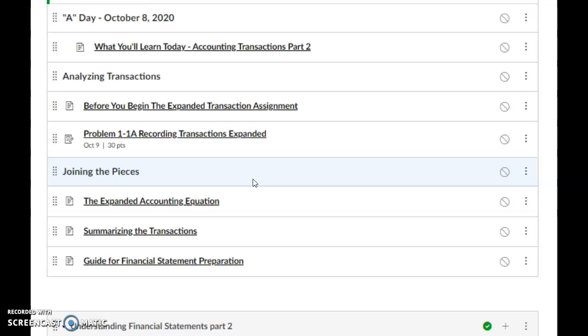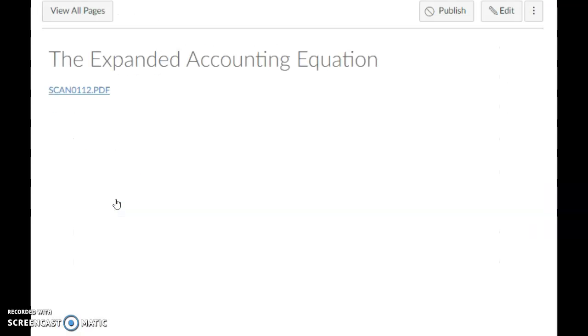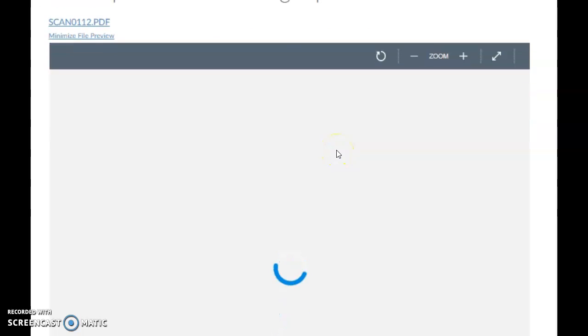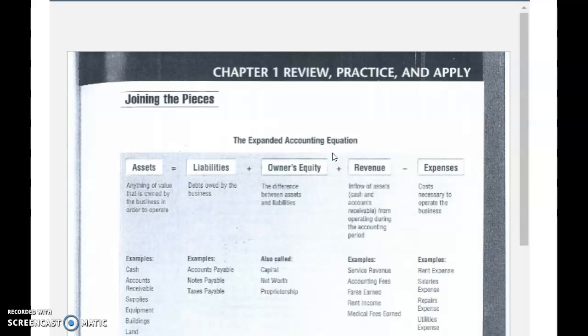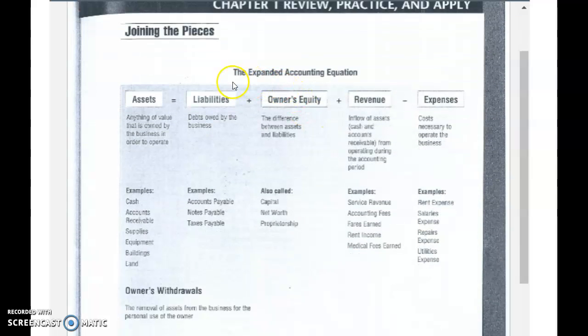But if you go to the module for October the 8th and you look down to Expanded Accounting Equation, it's under the title Joining the Pieces. The Expanded Accounting Equation is a page that is in here. It will open up for a preview. And you see that the expanded accounting equation is illustrated here.